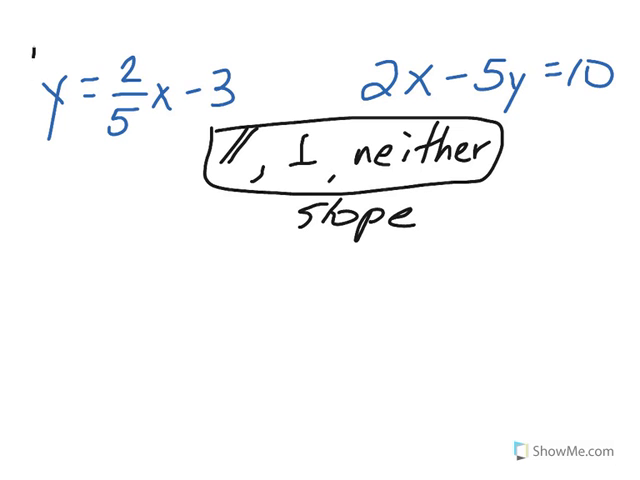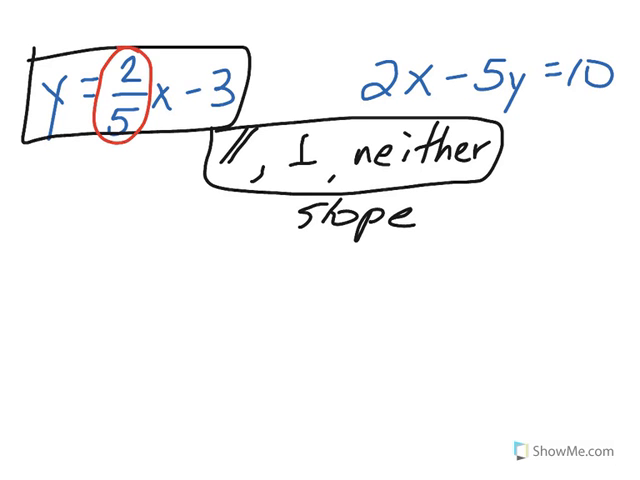Okay, so I'm going to look at this equation over here. Can I tell what its slope is without doing anything? And the answer is yes. You don't always have to do something. Just interpret. Slope of positive 2/5. So it's going to look like that. Okay? So now I've got an idea about that one.